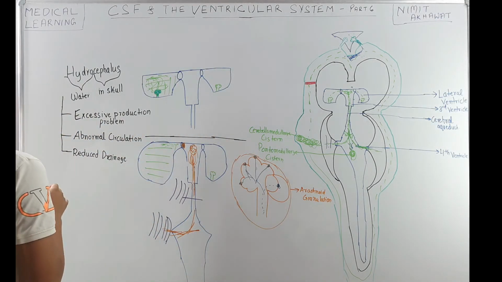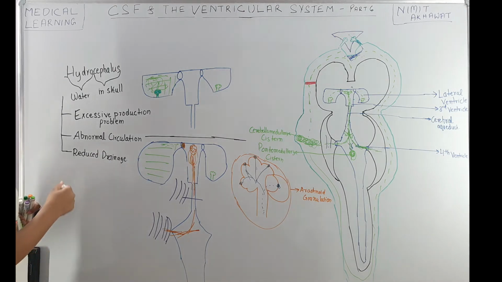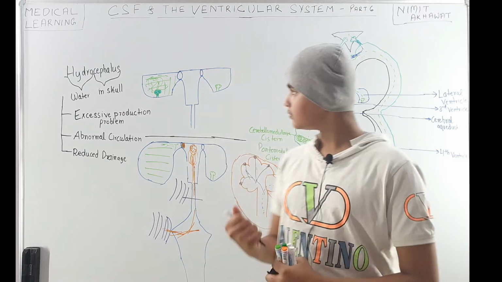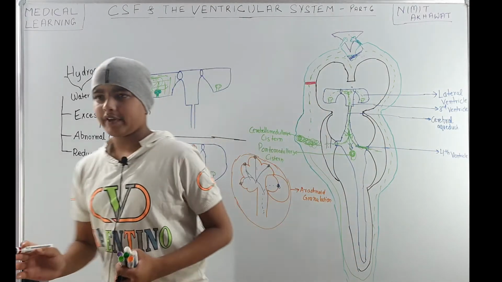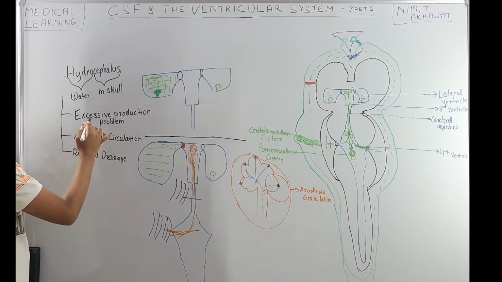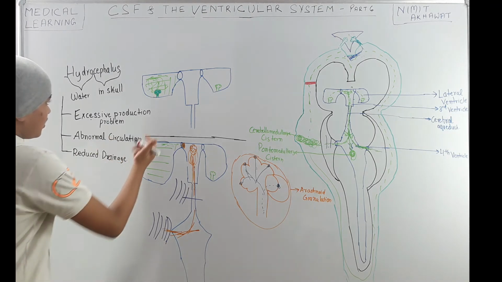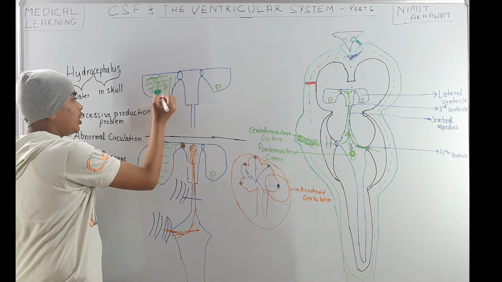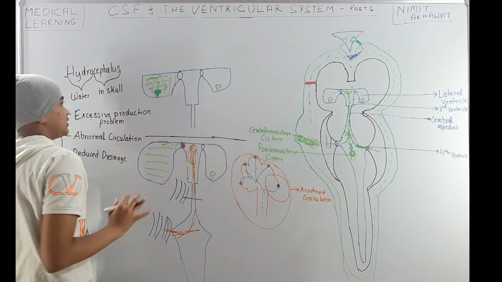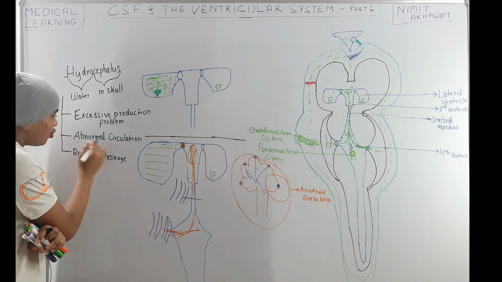Now, let's have a quick review of today's lecture. We discussed hydrocephalus. Hydrocephalus means excessive CSF collected in the skull or cranial cavity. There are three major causes of hydrocephalus. The first cause is an excessive production problem. If a tumor or cancer develops in the choroid plexus, it allows the choroid plexus to produce a lot of CSF, which causes hydrocephalus. Then we discussed abnormal circulation.